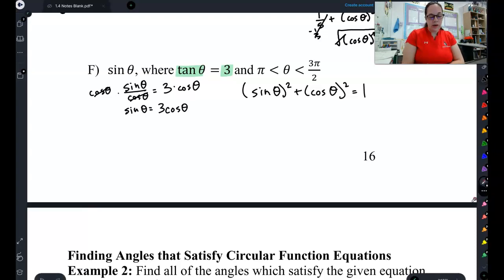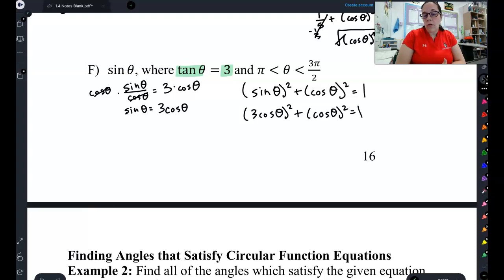Now, I could take this answer and plug it in for sine, because that's what sine equals. And I'd get this. And I could then solve that for cosine. However, notice in the problem, I'm not being asked to solve for cosine. I'm being asked for sine. So instead of plugging that in, let's come back over here and divide both sides by 3 to get cosine of theta is 1/3 sine of theta.